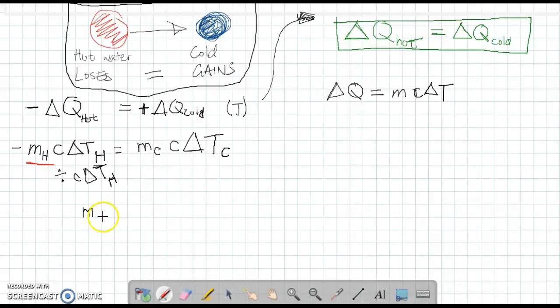mass of the hot water, negative sign is still there, of course. We haven't done anything with that. And the right hand side is going to look like this: expression on the top, mass of the cold water times specific heat capacity times change in temperature of the cold water, all over what we've divided by. So C again, delta T, temperature of the hot water.